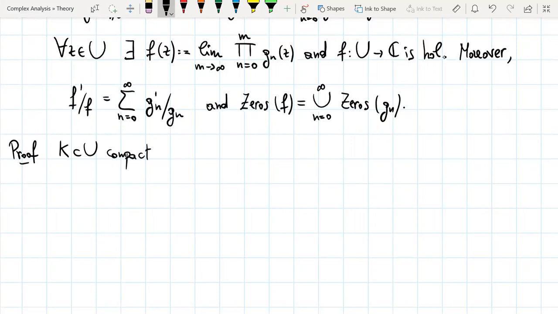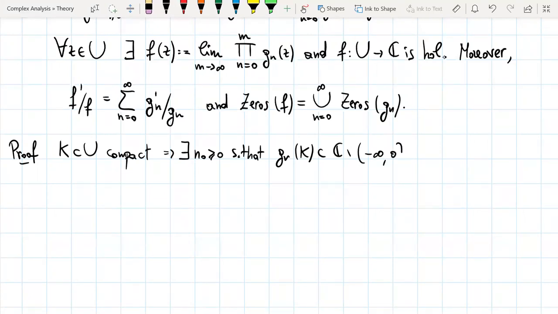And then we know by hypothesis that there exists n zero such that Gn of K is contained in C minus infinity zero.